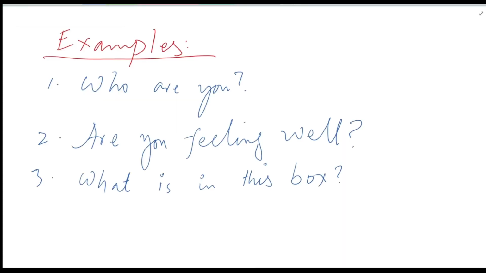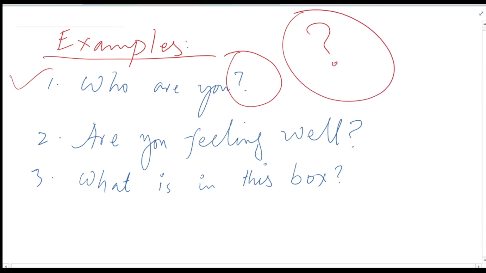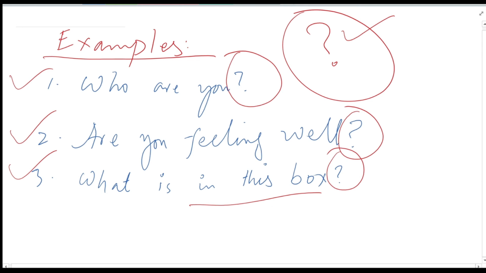Look at the examples. First one is who are you? At the end we have to use this question mark. So remember this point, that any sentence which ends on question mark, that is the example of interrogative sentence. Second example we have are you feeling well? Again there is question mark. Last is what is in this box? Here you can see this also ends on question marks.